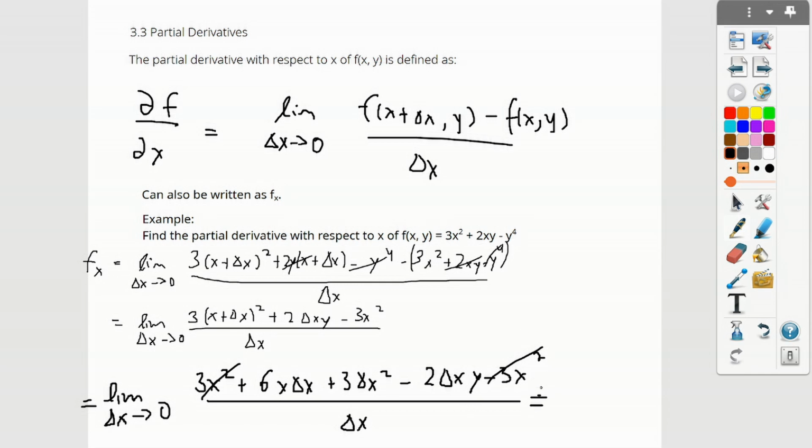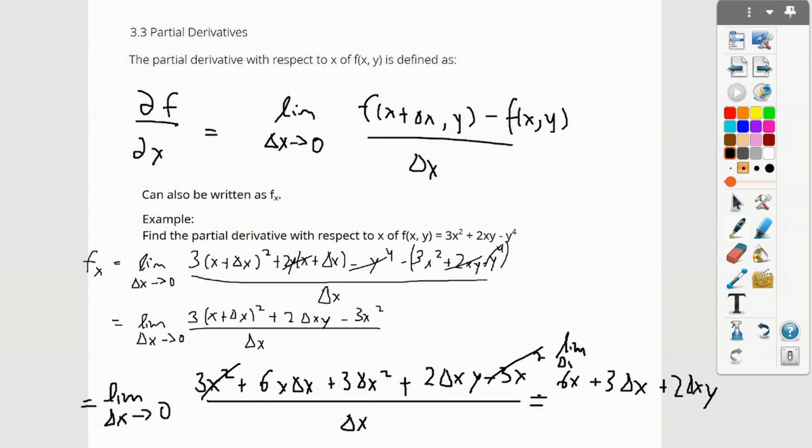So this will be 6x plus 3 delta x minus 2. Or no, I'm sorry, it's plus 2 delta xy. And don't forget the limit.